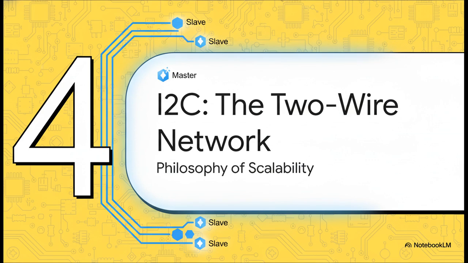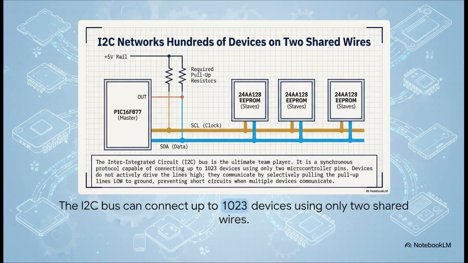I2C is designed to create a whole network of devices using the absolute minimum number of pins. And this is the magic of I2C. Seriously, look at this. You've got a master and a whole bunch of slaves, and they are all sharing the exact same two wires, SCL for the clock and SDA for the data. That's it. This is how you can build a network of up to 1,023 devices, and it'll still only take up 2 pins on your microcontroller.